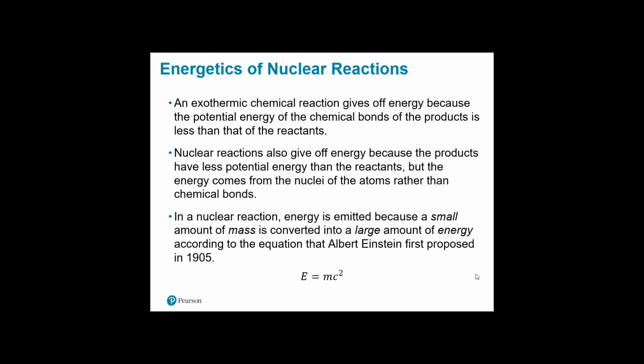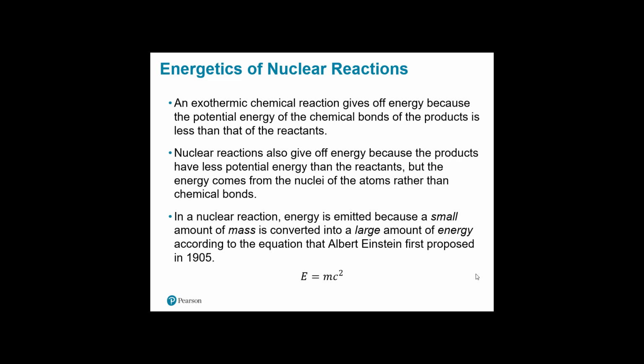Nuclear reactions also give off energy. The products are more stable, which is the same as the chemical reactions that we have been studying up to this point. So they also have less potential energy than the reactants. But the energy itself does not come from the chemical bonds. It comes from the nuclei, the atoms themselves.